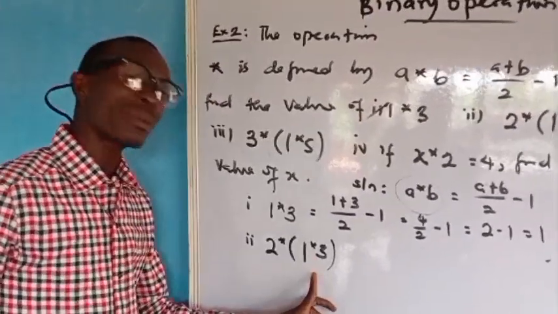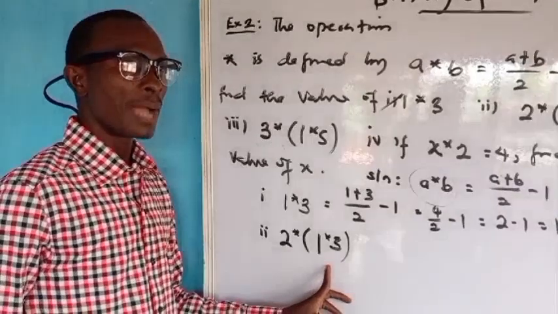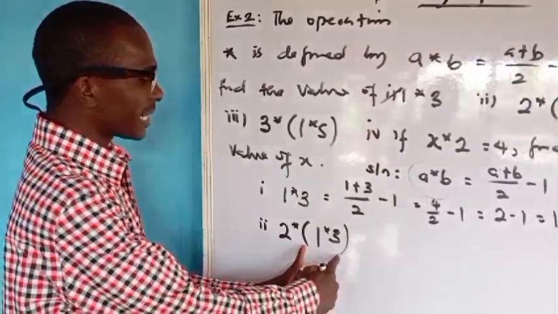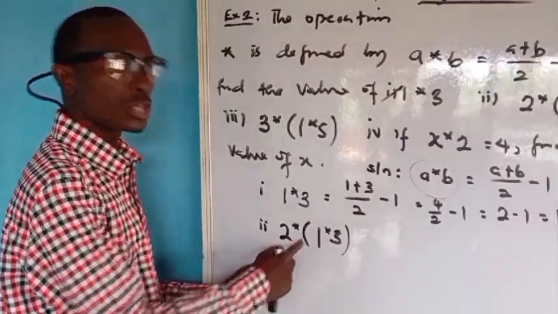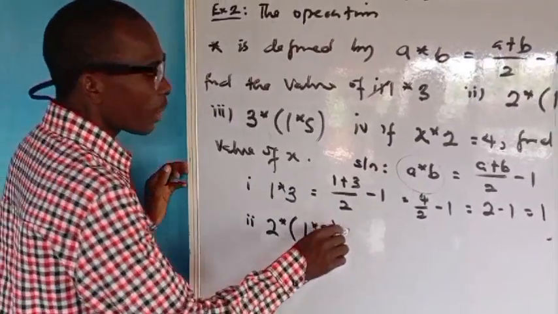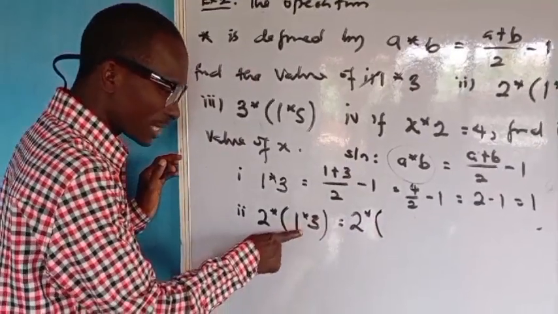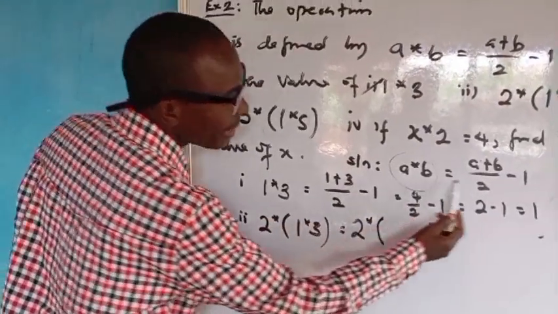Look at me. We start from the bracket. Are you getting me? We must finish with the bracket. And when we are dealing with this bracket, we make this one constant. Just follow me. Look at it. Now, what we do is we say 2 asterisk bracket. Let's start with this now: 1 asterisk 3. Remember the law.